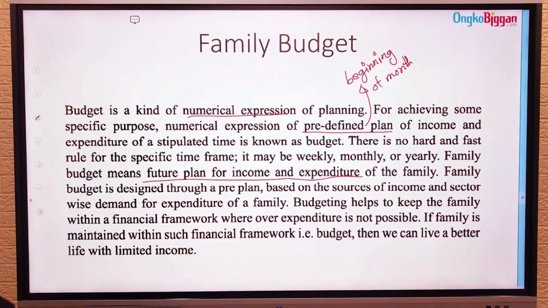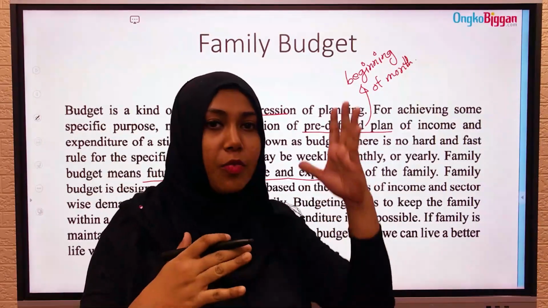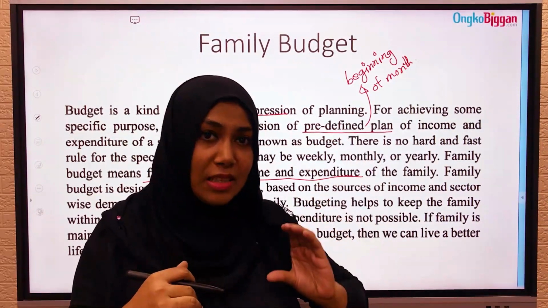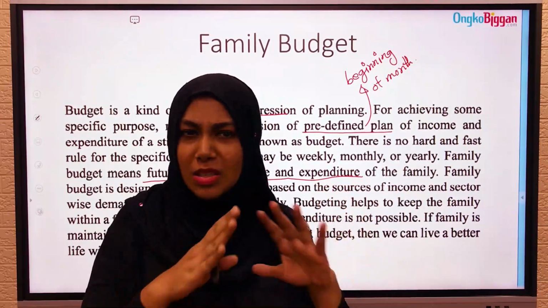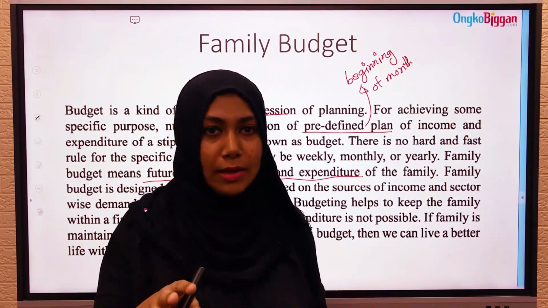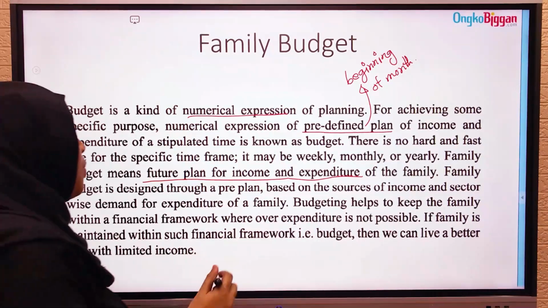Family budget is designed through, like in financial statements, we have a proper specific format, we have proper categories and all those things. But in the family budget or in the family accounting system, there is nothing like that. Okay. So family budget is designed through a pre-plan based on the source of income and sector-wise demand or expenditure of the family. Budgeting helps to keep the family within a financial framework.